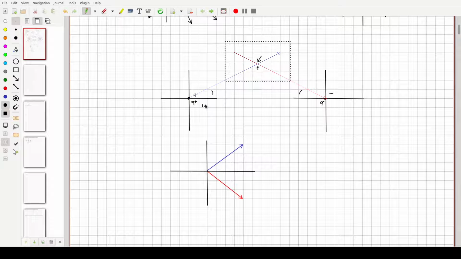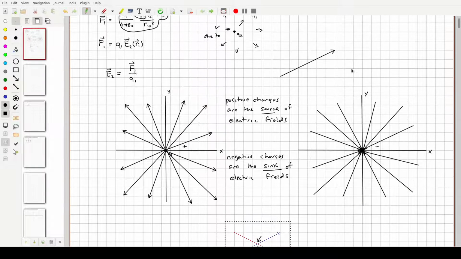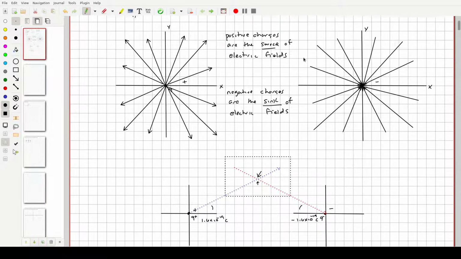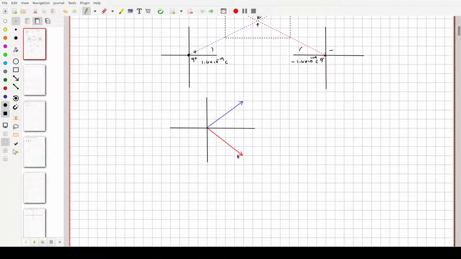So maybe this has 1.6 times 10 to the minus 19th coulombs of charge, and this is negative 1.6 times 10 to the minus 19th coulombs of charge. If you look at the form of the equation for the electric field, what that means is that at that point in space, because of the symmetry we've chosen, the electric field has the same magnitude due to both of these. The magnitude of the positive one and the magnitude of the negative one are the same at this point. It's the directions that are different.